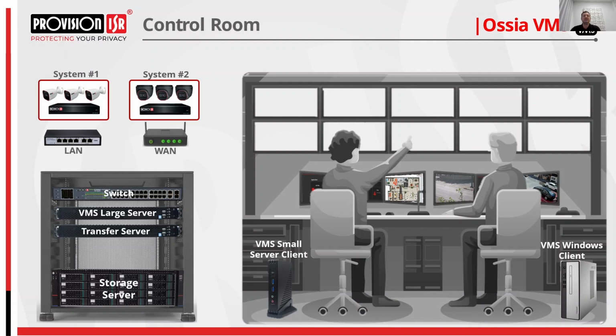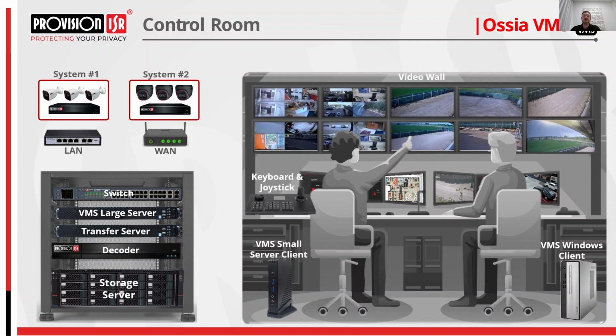When it comes to our TV wall, the decoder can either sit inside of a centralized server rack or behind the TV wall itself. The decoder gives the control room the ability to view multiple cameras across multiple different monitors, and you can control it via the keyboard and joystick. So this is how our enterprise hardware works together to provide you with a holistic solution for control room environments or large-scale deployments.